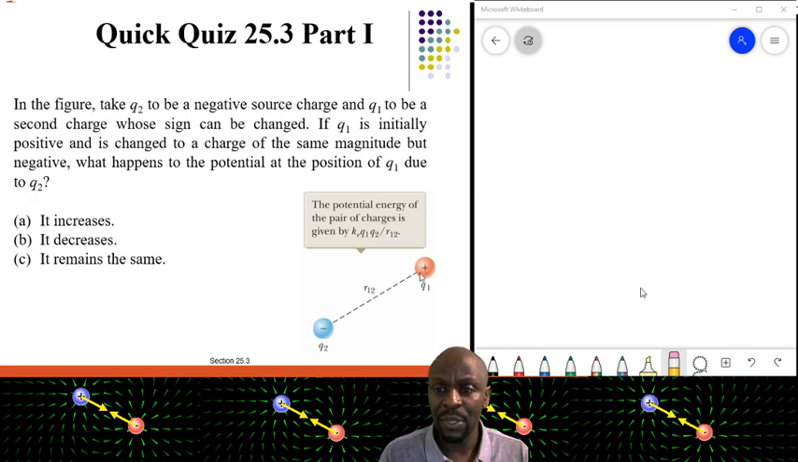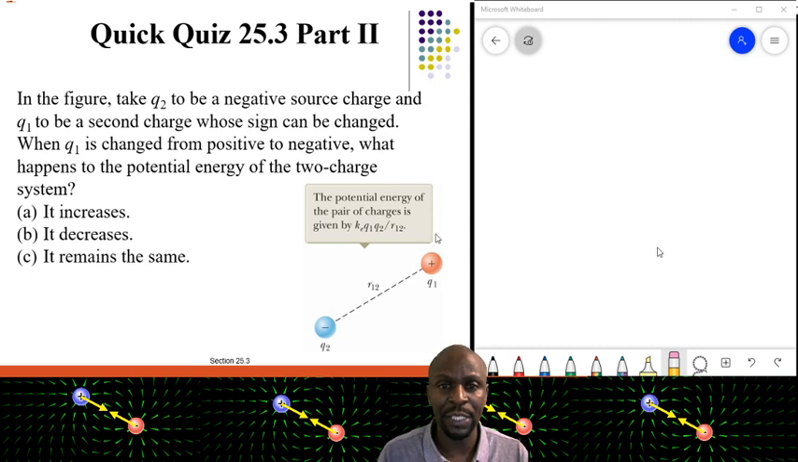Now the potential is not going to be affected by Q1 because Q1 is not the source charge. The potential will only be affected by the source charge. As a result, C is the correct answer for that.